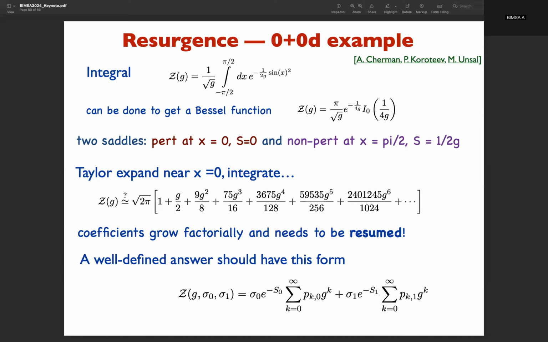If you want to find a well-behaved, nicely behaved answer, something convergent, then the partition function should be some kind of double series, with contributions coming from the perturbative saddle and from the non-perturbative saddle. Sigma 0 and sigma 1 are some kind of constants. Later you can prove that they must be integers, and the p's are some other constants you can prove here.